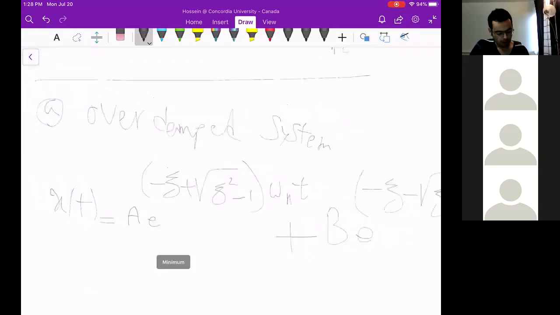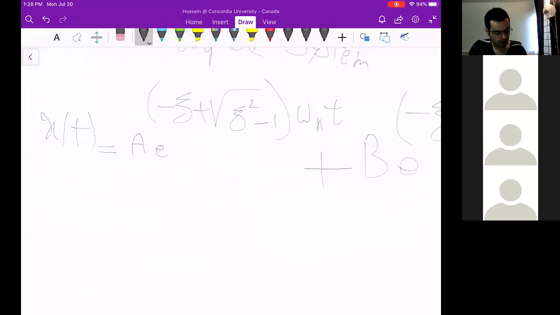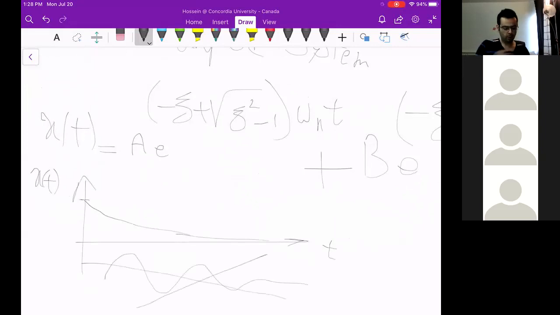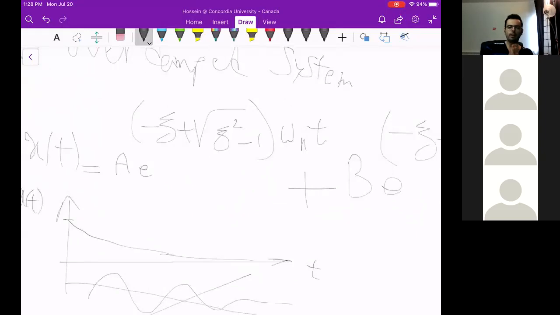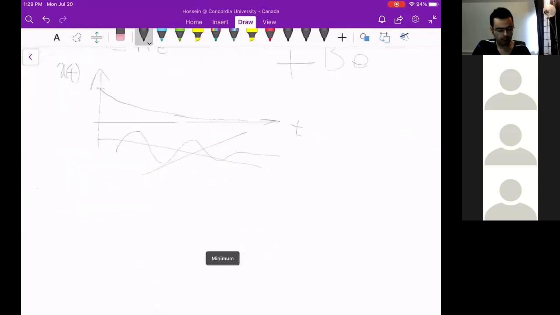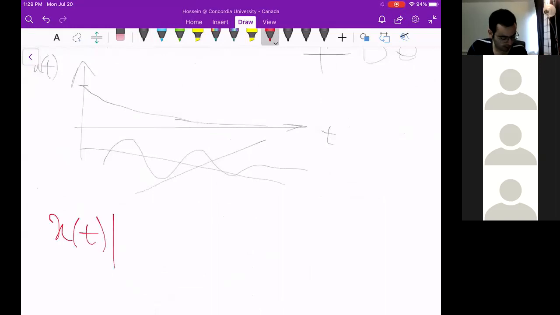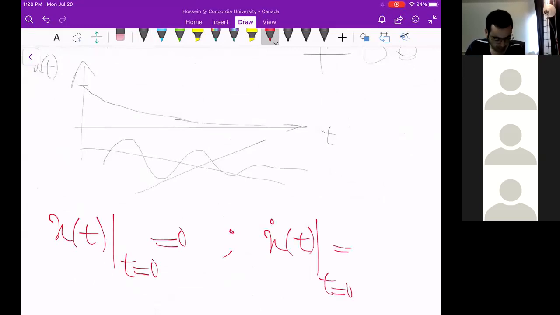Since zeta is greater than 1, the system is overdamped and will not vibrate; it only vibrates for zeta greater than 0 and lower than 1. To find the response, all you have to do is find the coefficients A and B. As soon as you obtain A and B, you can plot the response and have the response of the system at any specific time. The initial conditions are x of t at time 0 given as 0, and the velocity at time 0 given as v naught.